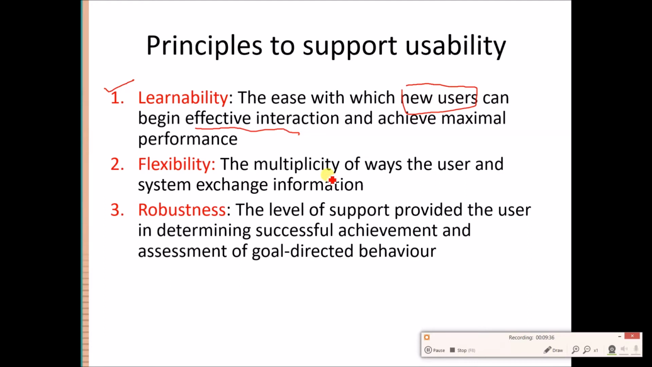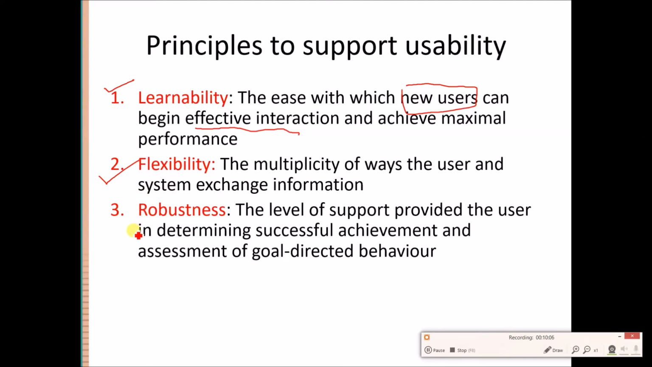We are talking about interactive products in which both the system and the user interact with each other. Sometimes the user provides input to the system, and the system provides output to the user, so interactive communication is there. In the case of flexibility, there is not only one strict way that the user and the system interact, but multiple ways in which they can exchange or pass information. So we are going to call this flexibility.